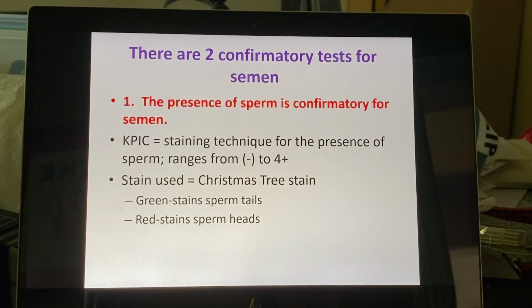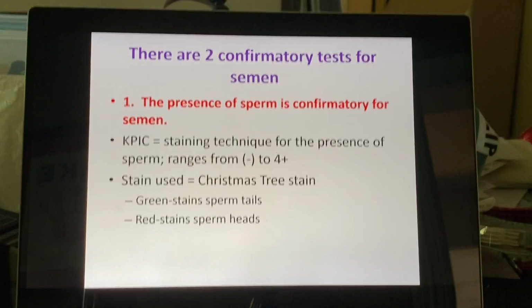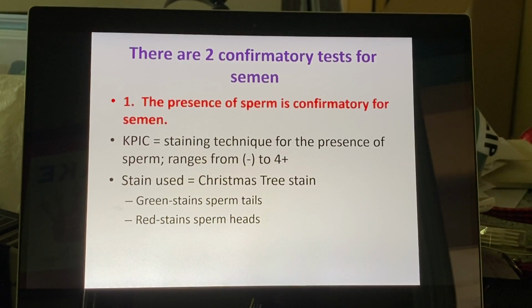Now, there are two different confirmatory tests for semen. For one, we're going to look for sperm cells. We take a sample from whatever type of evidence, maybe a vaginal swab from a rape kit, put a little bit of that on a microscope slide, and look for the presence of sperm. So if you identify sperm, you've automatically identified semen.